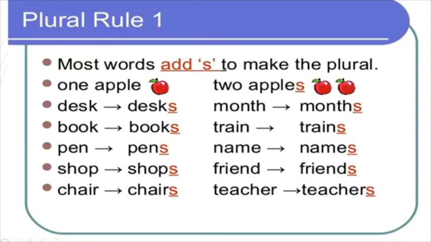Next example, the word is desk. Okay. Now we want to pluralize it. So we can add s letter to the end of the word. Likewise, we can pluralize these words by adding s letter.